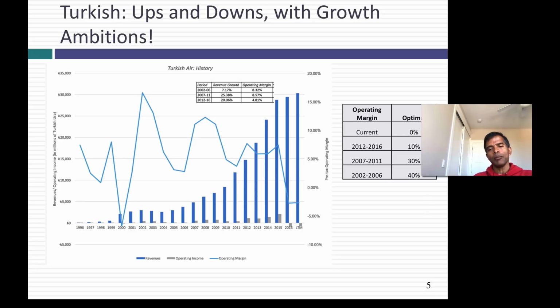You're saying, which is the right number? You have to have a story for a company to come up with the optimal debt ratio. I don't know what your story for Turkish Air is, but whatever that story is will drive what kind of optimal debt ratio you will see the company having.